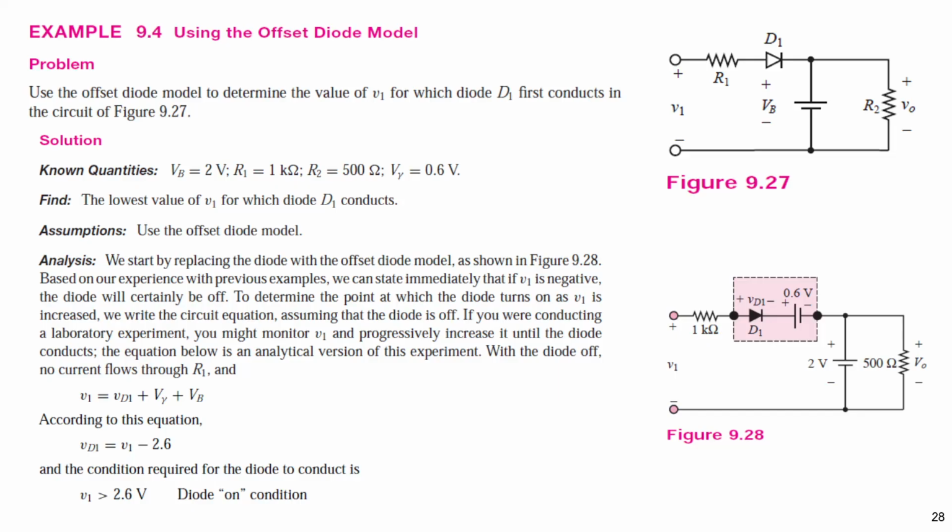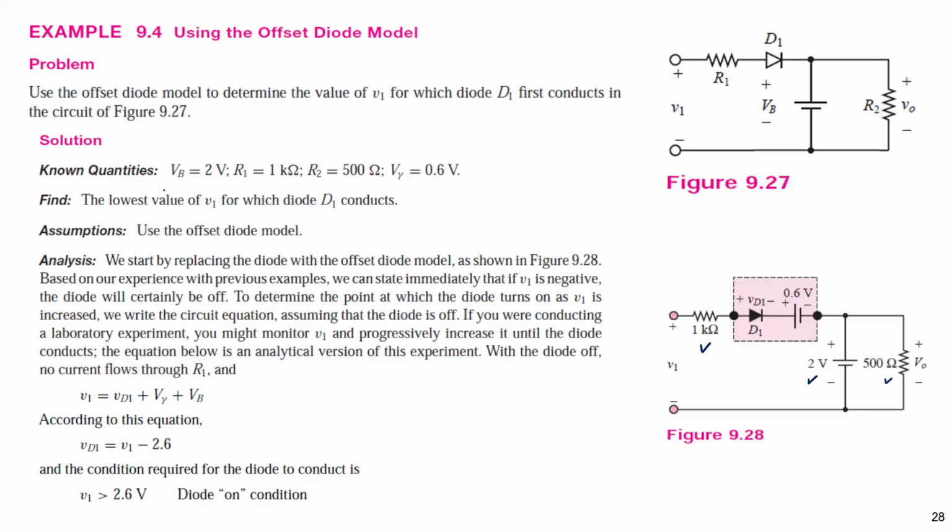So we have diode D1. If we assume the diode is in conducting mode, we substitute D1 by a diode with 0.6 volt in the opposite direction, in reverse bias. And here VB is 2 volt and R1 is 1 k ohm and R2 is 500 ohm, and our V of the diode is 0.6.